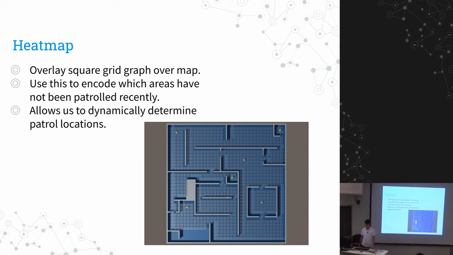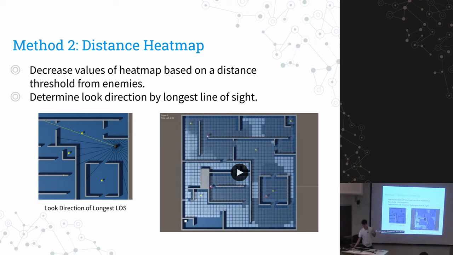And all the remaining techniques are going to be focused on this heat map idea. We overlay a grid graph on the walkable areas of the game, the nav mesh, essentially, and we're going to encode how recently these areas have been patrolled. So each node is assigned a value. They increase with time. When an area is patrolled, they decrease. And in this manner, when we need a new patrol point, we can grab the greatest value from the heat map and break ties randomly if we need to. There's a threshold applied so that stuff doesn't get too unwieldy.